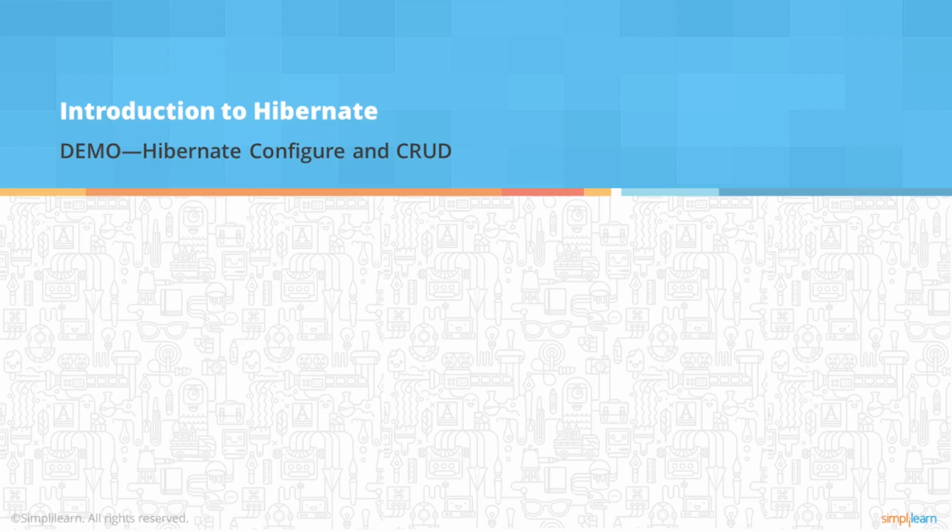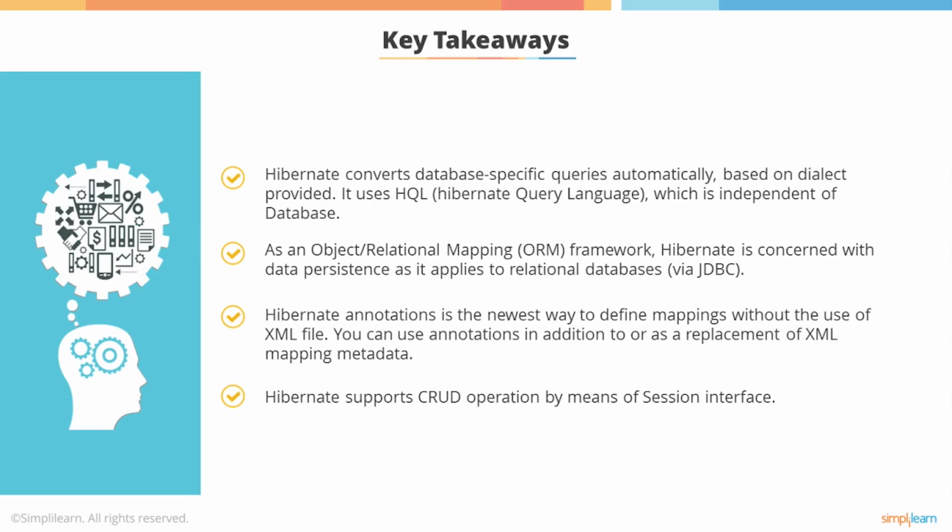So this shows us how to create, insert, read and update data using the ORM Hibernate, and how easy it is to provide annotations in the object class and automatically map the entity model to the database, create the table and insert records. So we learned that Hibernate converts database specific queries automatically based on dialect provided. It uses Hibernate query language, which is independent of database. As an ORM, it is concerned with data persistence as it applies to relational databases via JDBC.